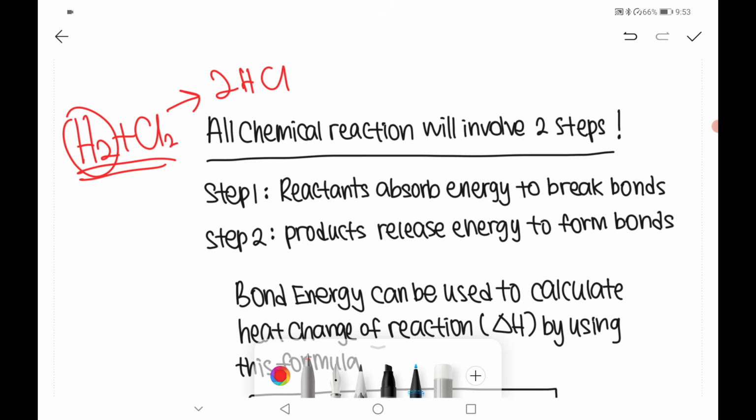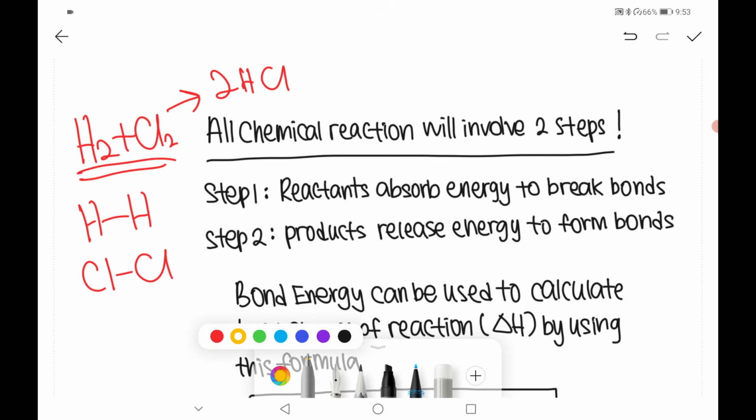The raw material needs to absorb the energy to break the bond. You can see H2 means H and H bonded together. Cl2 means Cl and Cl bonded together. So they need to absorb the heat. They need to use the heat coming in here to break the bond. So the reactants, raw materials, always need to absorb energy to break the bond.